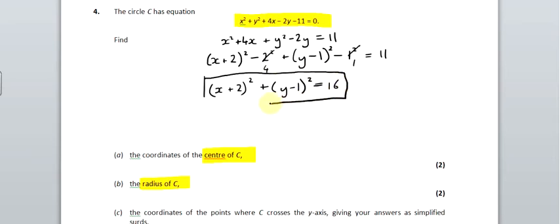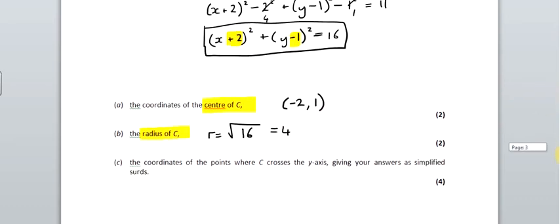And that is the equation of the circle in a more useful form, because it's going to let us get 2 marks for the centre. So the centre is at minus 2, 1. Notice I just took the numbers out of the brackets and reversed their signs. And then the radius of C, well, the radius is the square root of this number here, so it's the square root of 16, which is 4. And that's a very easy 4 marks.